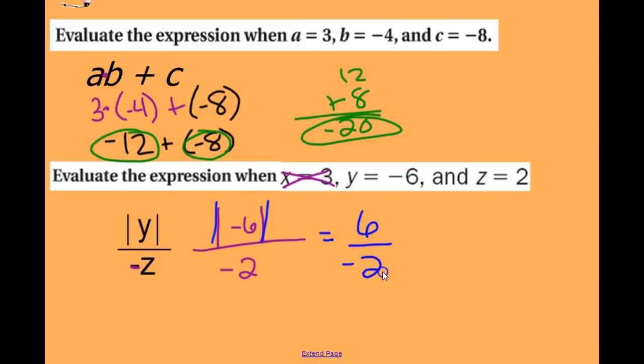6 divided by negative 2. Happy and grumpy, they don't get along. You can find 2 and follow it to 6. Otherwise, 6 divided by 2 is 3. So your answer should be a negative 3.